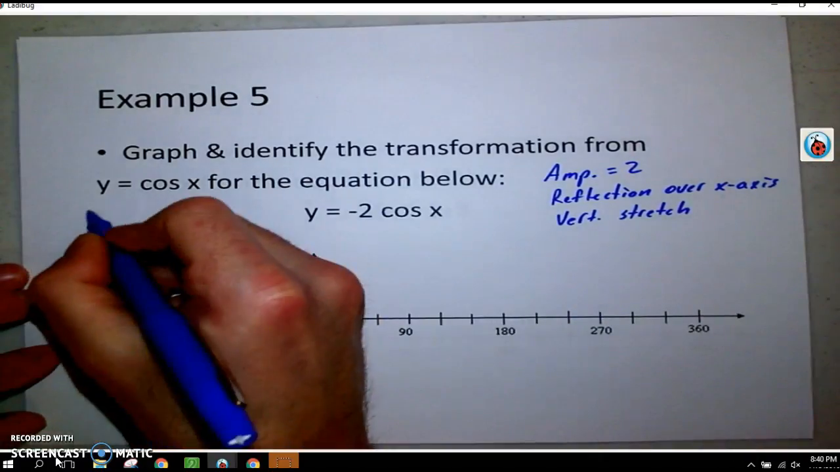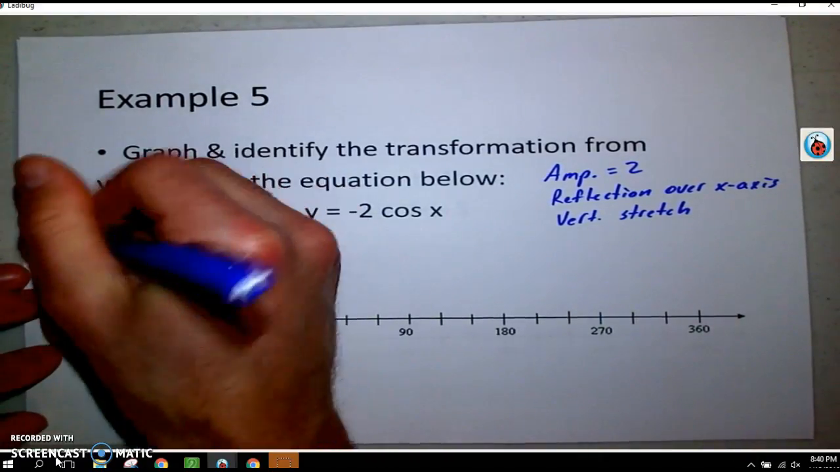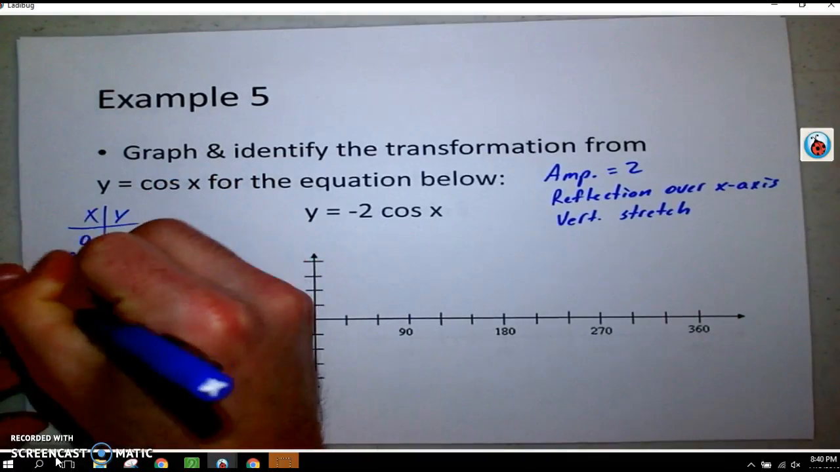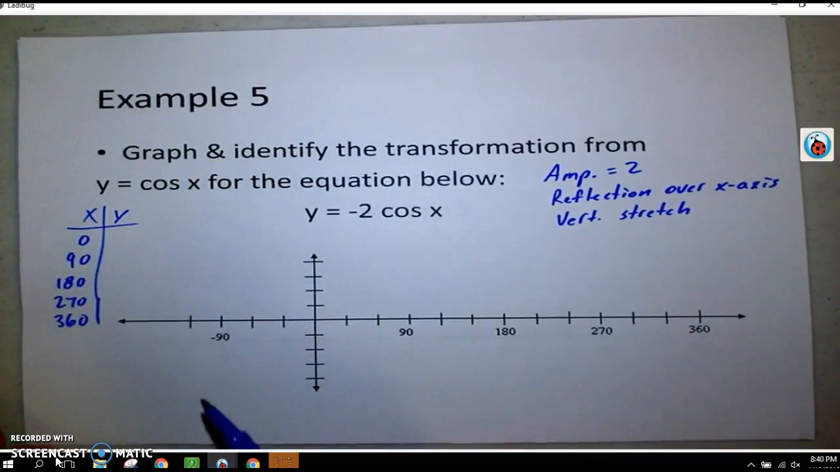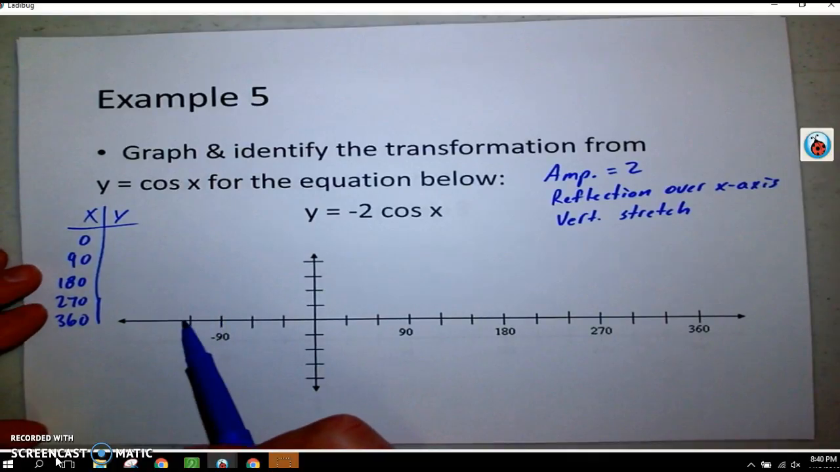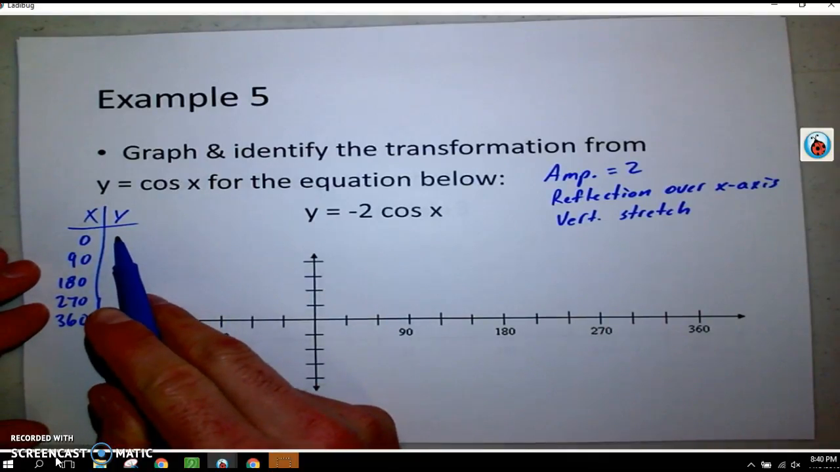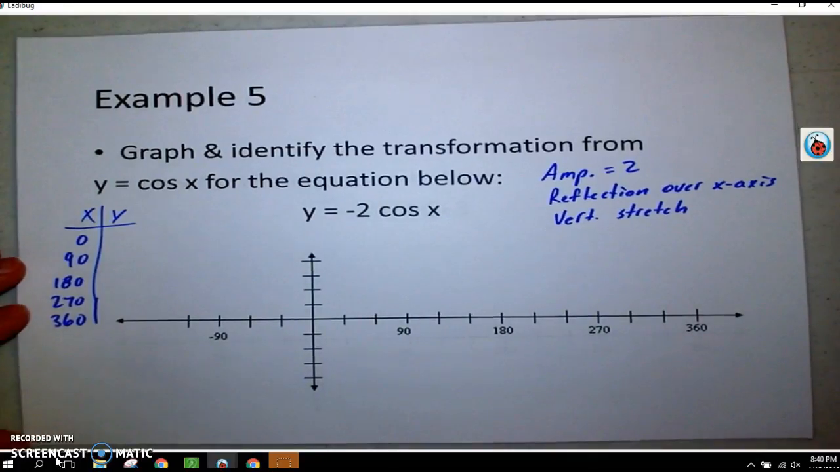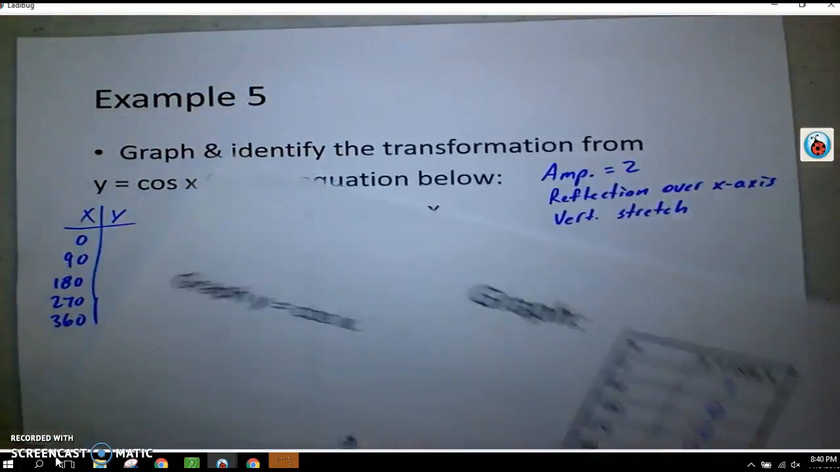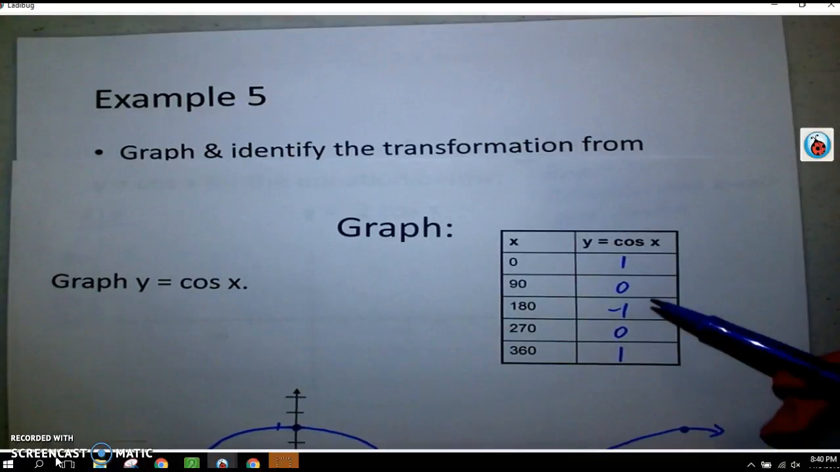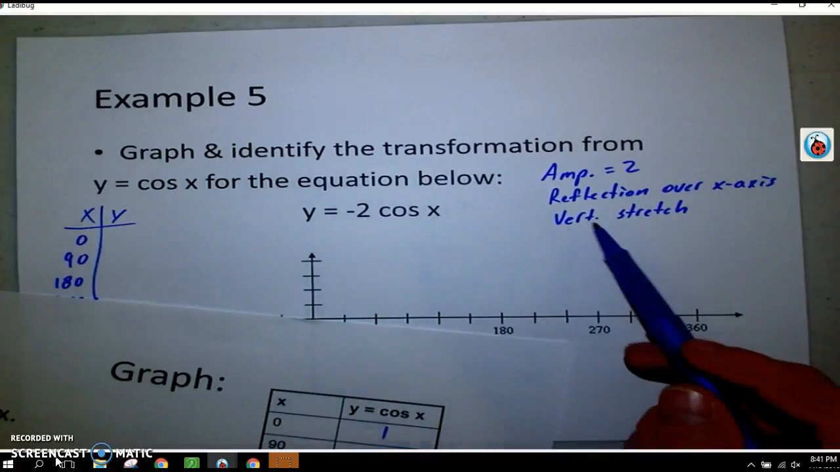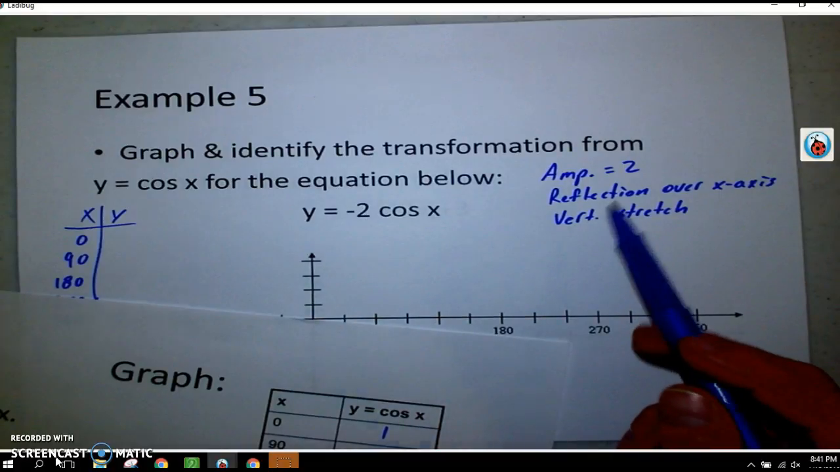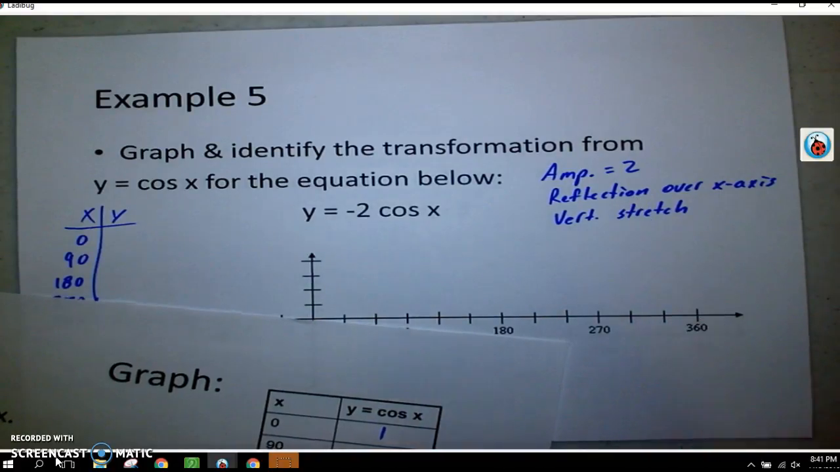Okay, so let's go ahead and make a table of values over here. Same x values. You are going to be writing these x values down a lot this chapter. Now, here's a little strategy that I'm going to do. I'm going to think about my coordinates from my parent function, cosine of x, and I'm just going to multiply them by negative 2. It really is as easy as that. I can combine these two transformations and do them at the same time.